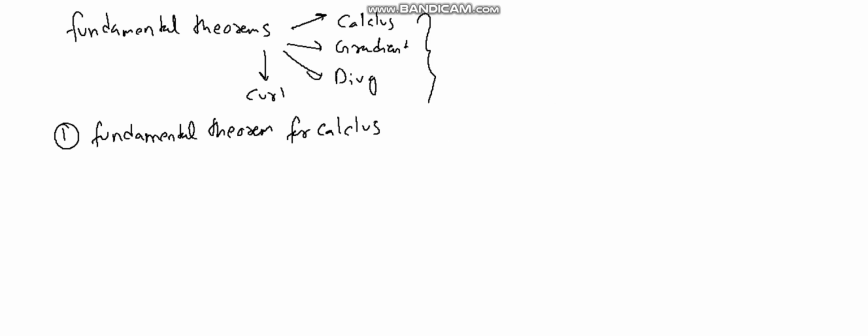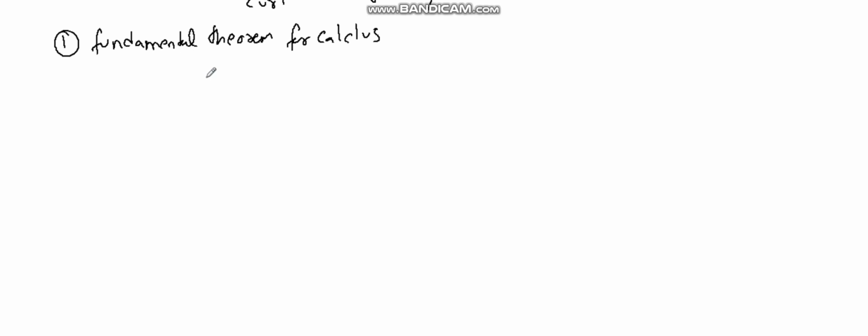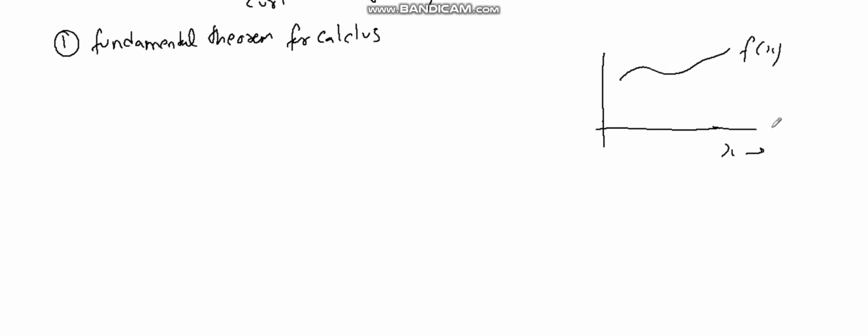Okay, so let's write this first. Let's say we have a one dimensional function. Let's first draw this function f of x, and this is the x-axis. Let's say that the curve starts from x equal to a and ends at x equal to, let's say, b.